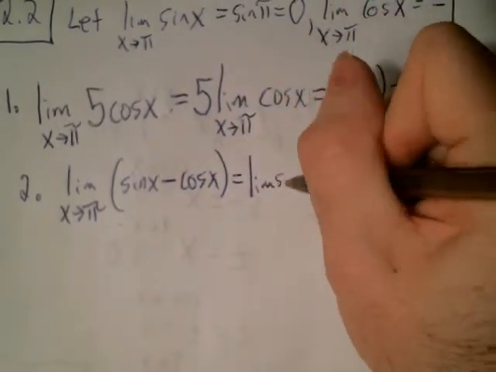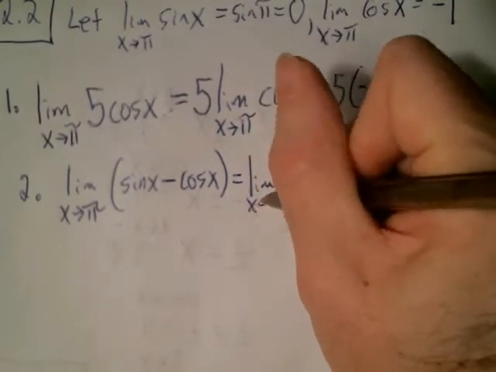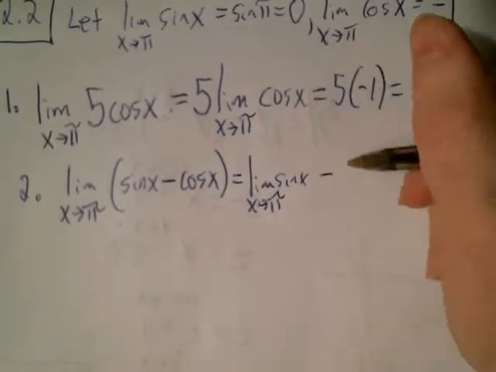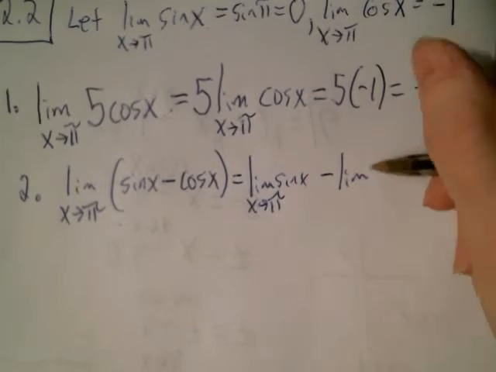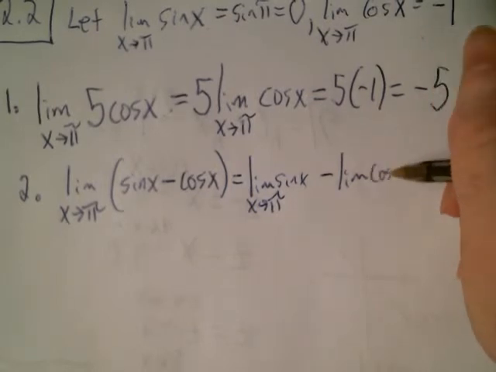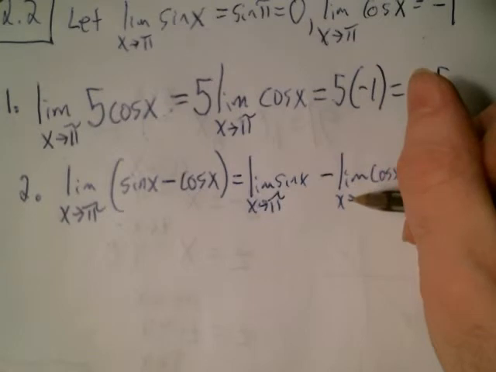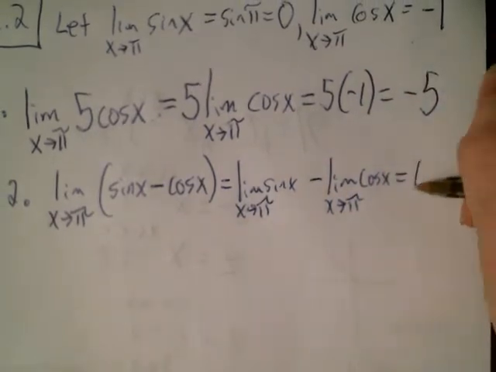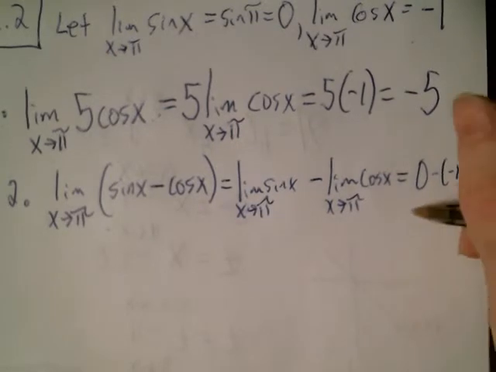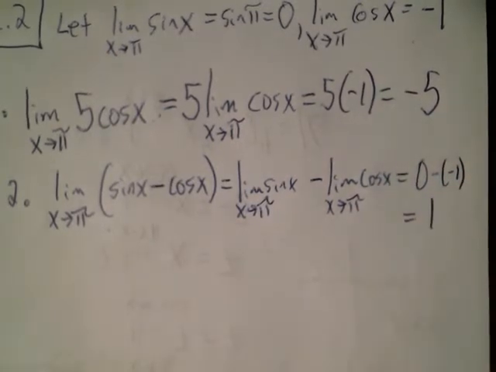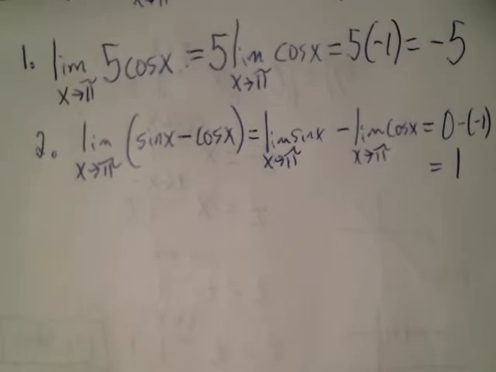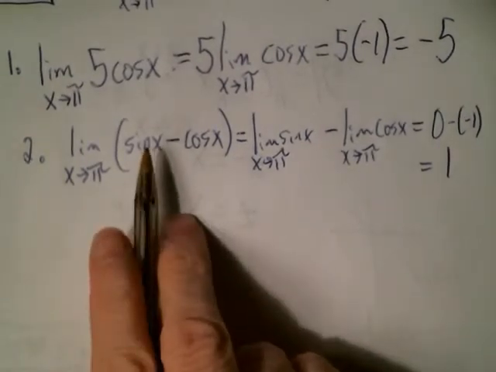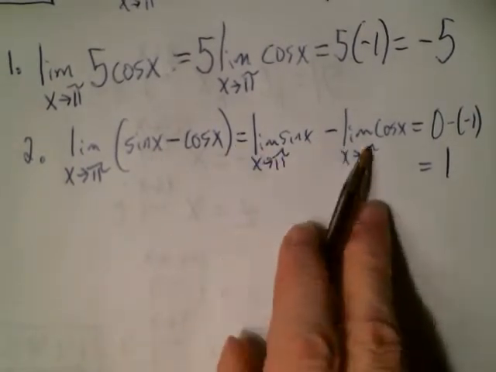So the limit of sine of x as x goes to pi, we know equals something, and so long as that works, you can break them apart. Then you have 0 minus -1, which of course is +1. So the limit of the difference in this case is equal to the difference of the limits.